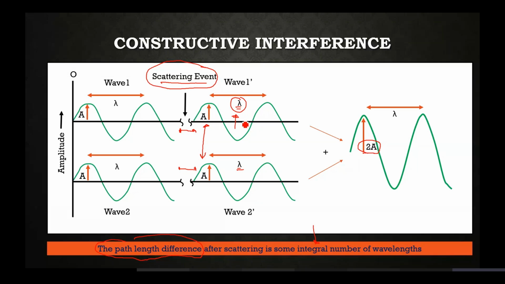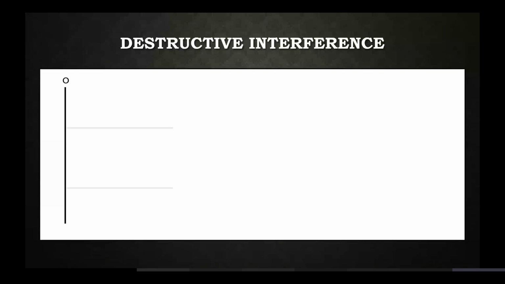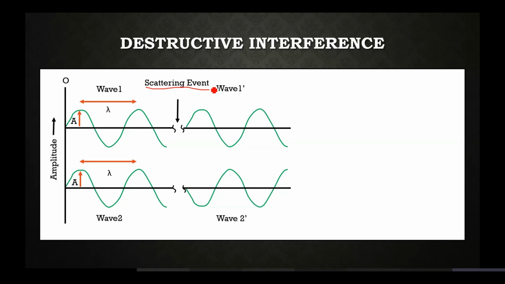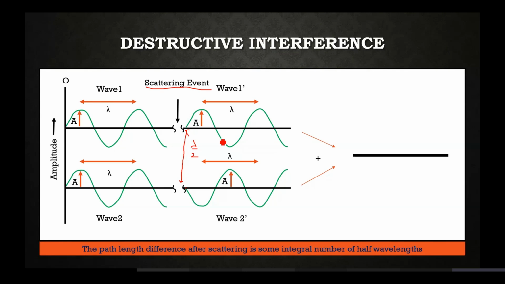Now, this is one of the possibilities. Another possibility is that you have two similar waves, wave 1 and wave 2, having wavelength lambda and amplitude A. Once they come against a scattering event, there is a path difference of lambda by 2, half lambda. The difference between the two is essentially lambda by 2. Clear? In this case you would have destructive interference and the amplitudes would cancel each other out. So the amplitude reduces if the path difference becomes an odd multiple of half lambda. Clear?